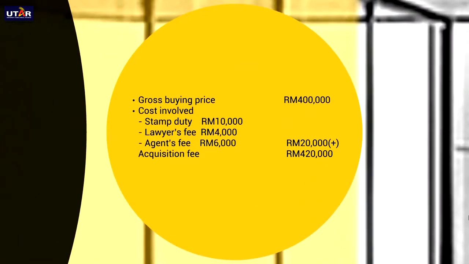In order to get the acquisition price, the gross buying price, which is 400,000, needs to be plus the costs involved to get the property. In this case, the first one is stamp duty, which is 10,000, lawyer's fee, which is 4,000, and agent's fee, which is 6,000. The total cost involved is 20,000. Hence, the acquisition price is 420,000.